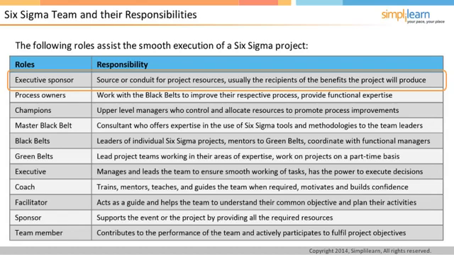The next important role is that of the process owners. They work with the black belts to improve their respective processes. They provide functional expertise about the process to the project. Usually, this role is played by the functional managers in charge of specific processes.